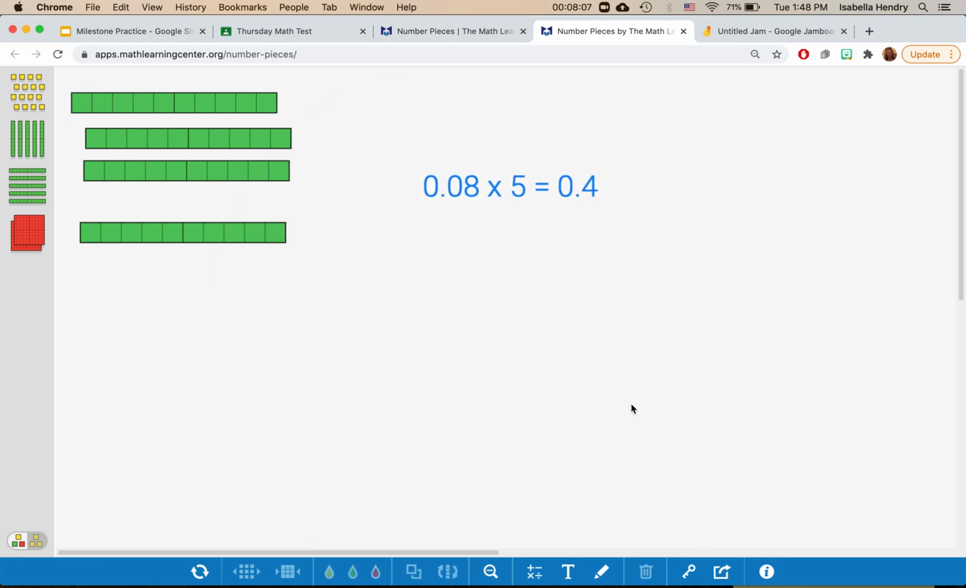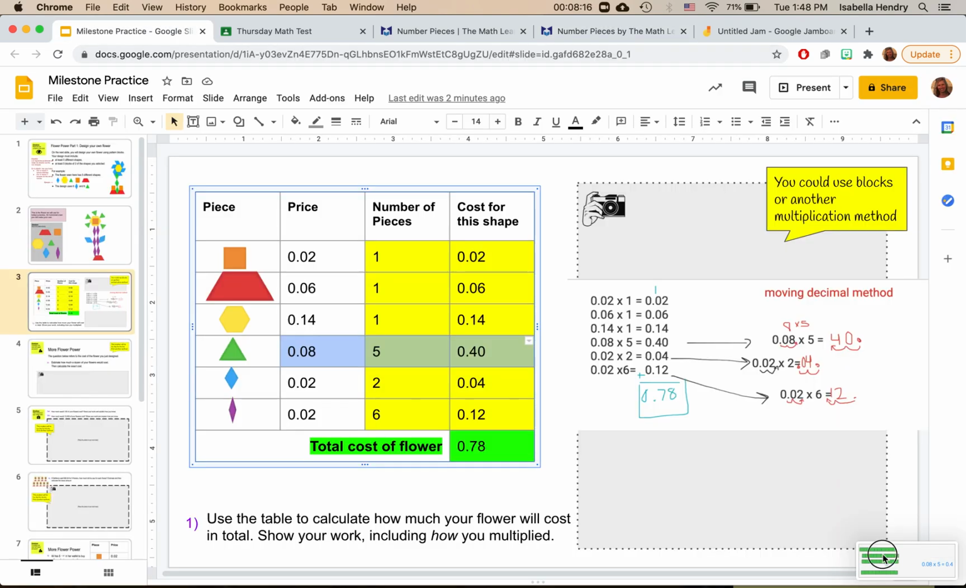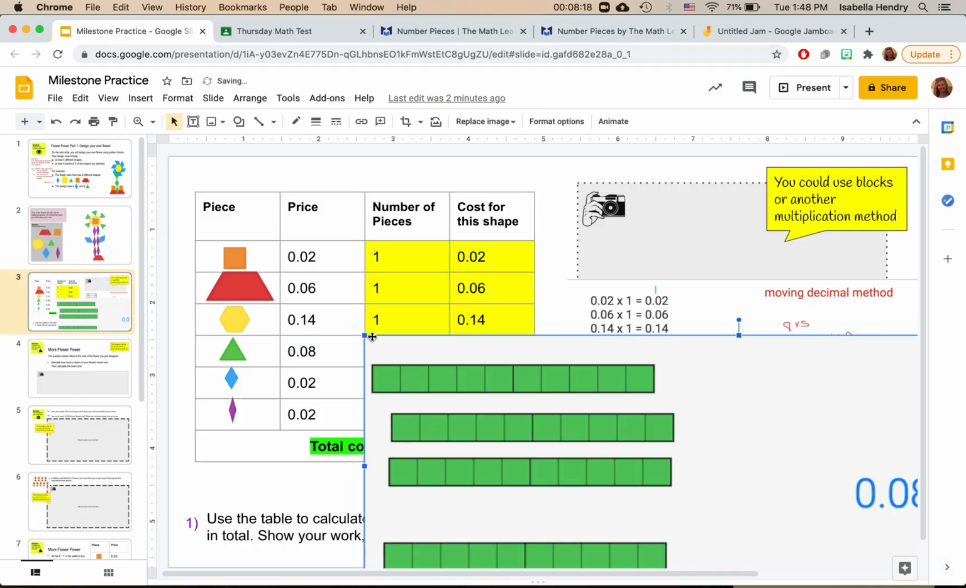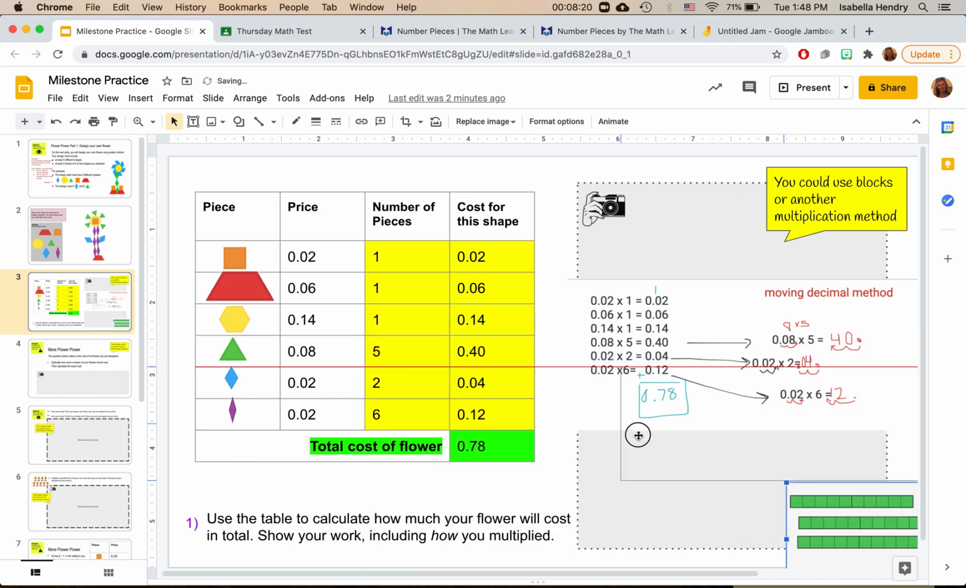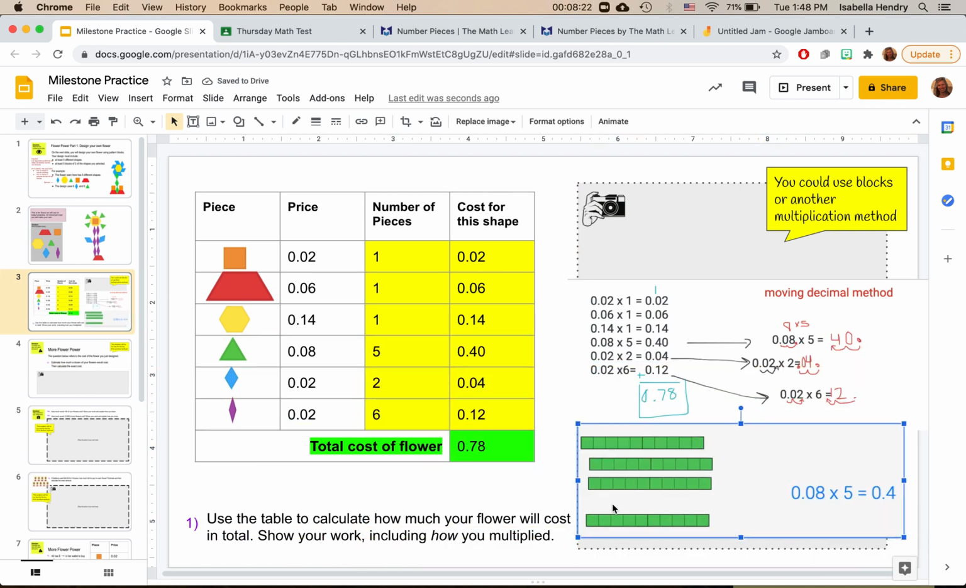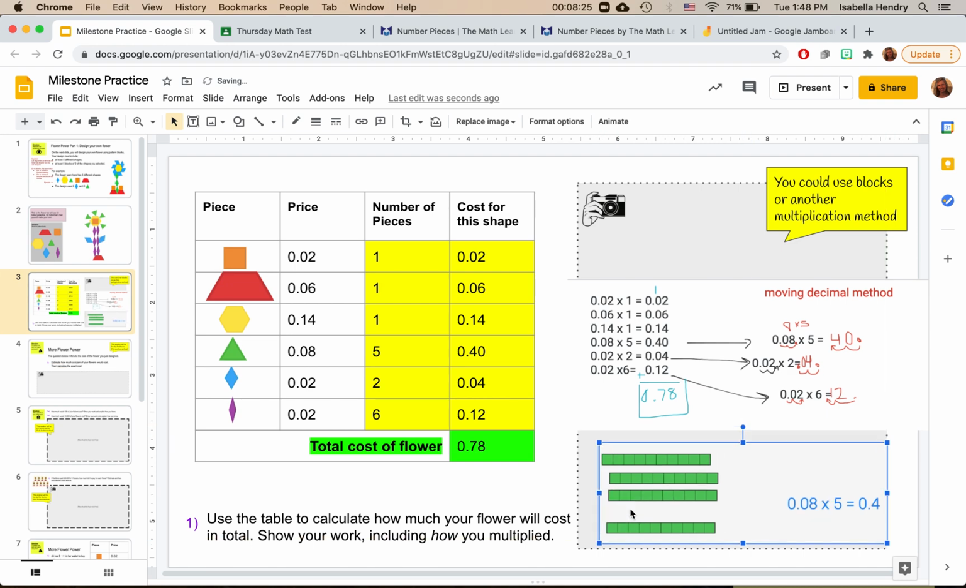So that's how I would do that if I was using the blocks. Again, either way is fine. Just make sure that you screenshot your work and put it on your test so that I can tell you didn't just make up these numbers or punch them into a calculator without really understanding what happened. Okay, there's number 1.